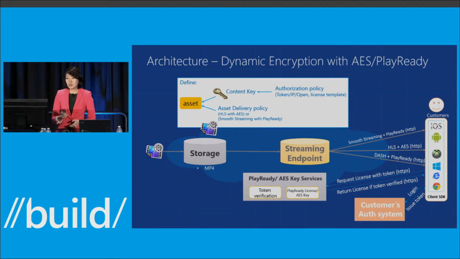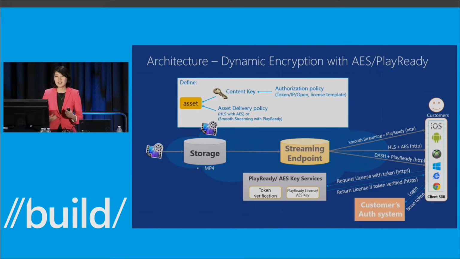There are two things I want to mention. First of all, the encrypted content is delivered through HTTP so that you can attach a CDN in between the streaming endpoint and the device. It works fine because it's HTTP. And the key exchange happens on HTTPS, which is a secure communication channel, which means your key and the license will never get exposed over the wire.